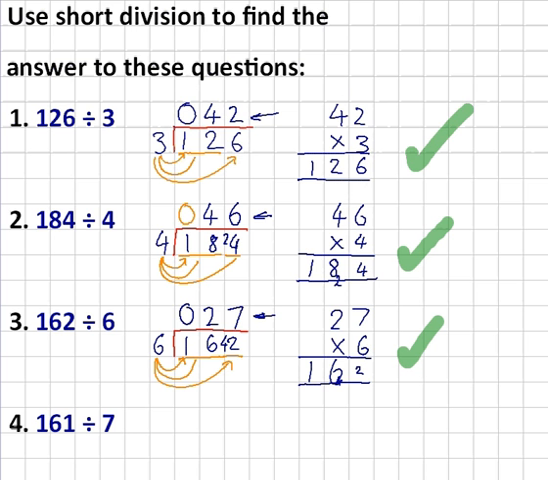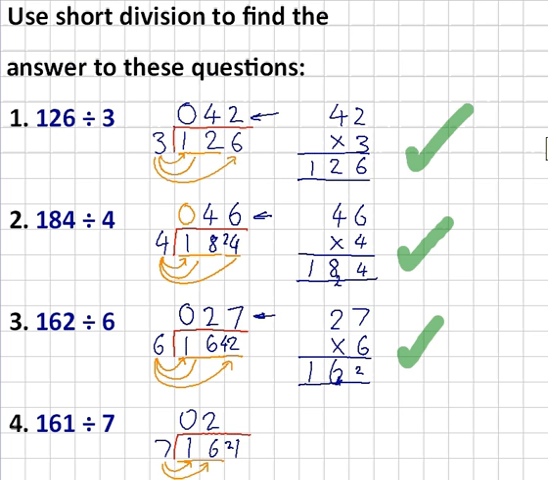Okay, last question. 161 divided by 7. Make some space for the 161. Divided by 7. How many times does 7 go into 161 is the question I'm asking. 7 into 1 doesn't go. So I'll put a 0. 7 into 16 goes 2 times. I'll put the 2 there, and there's a remainder of 2. So I'll put that little 2 there next to the 1.